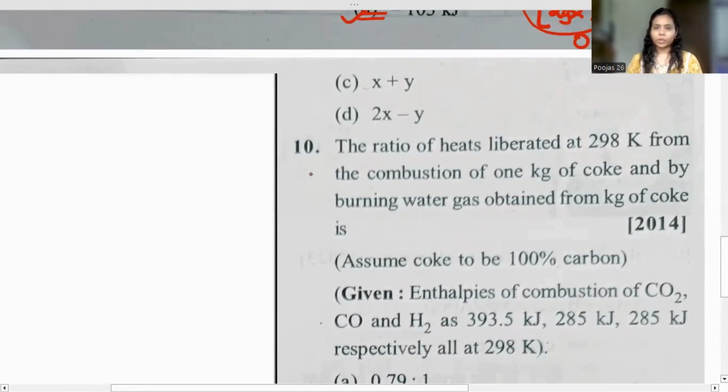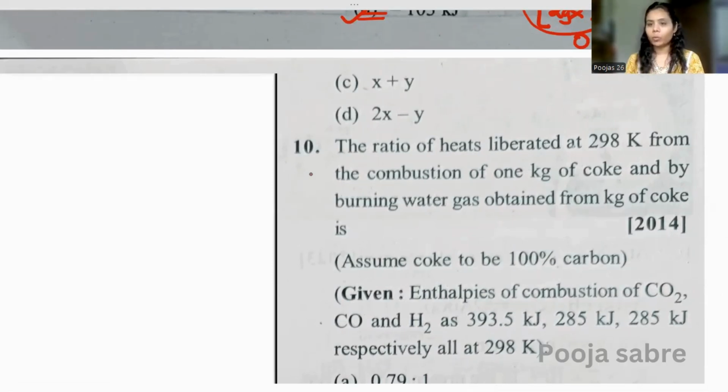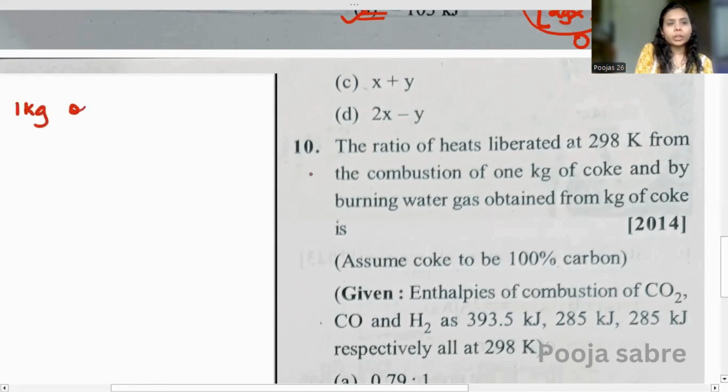The next question says that the ratio of heats liberated at 298 Kelvin from the combustion of 1 kilogram of coke and by burning water gas obtained from 1 kg of coke is, and then the data has been given to us. So first of all, let us try to understand what the question is all about, and then we will proceed with the calculation. What is given to us? That 1 kg of coke. Okay, 1 kg of coke is given in the data.